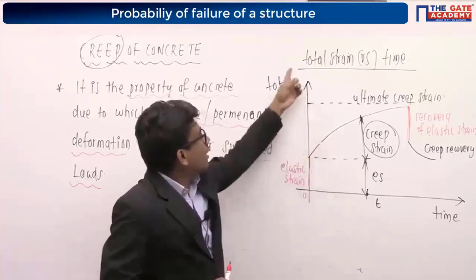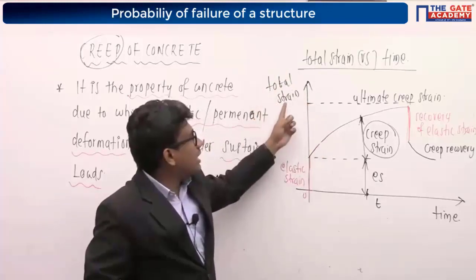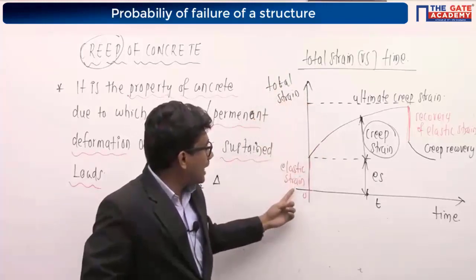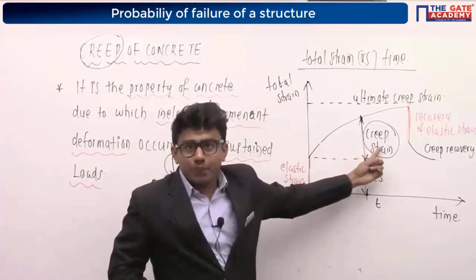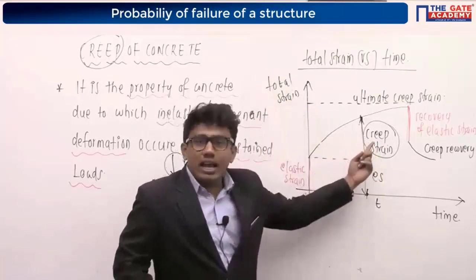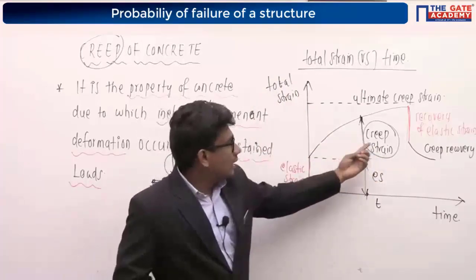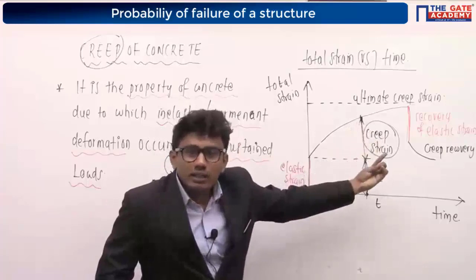See what you are having here? Total strain in the concrete. Total strain in the concrete is actually the sum of elastic strain and creep strain. Can I say like this? Total strain is a sum of elastic strain and creep strain. Elastic strain does not depend upon time. The creep strain depends upon time.